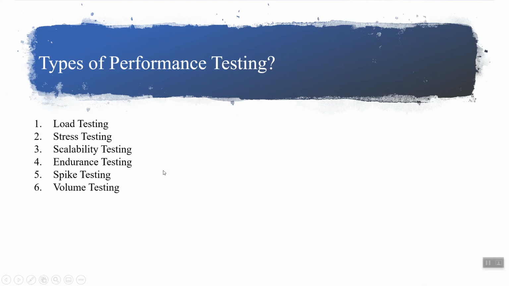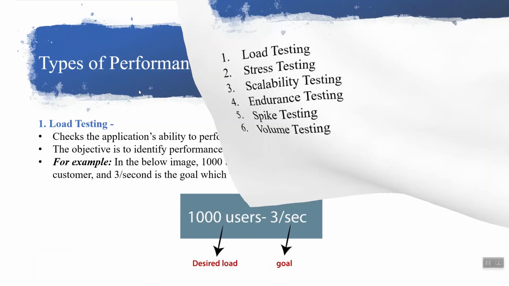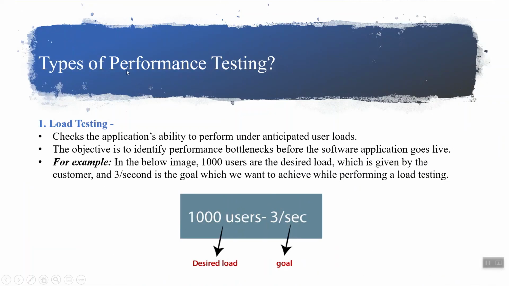Next is types of performance testing. There are different types of performance testing. Some are listed here: load testing, stress testing, scalability, endurance, spike, and volume testing. We will see these types of testing one by one.